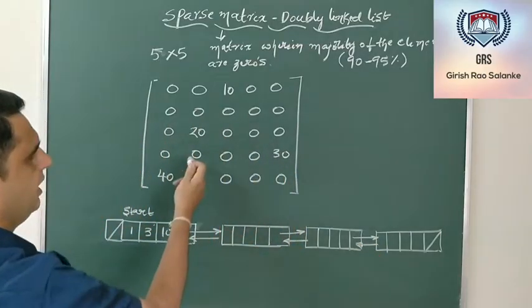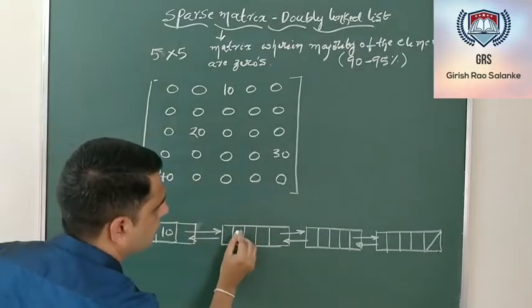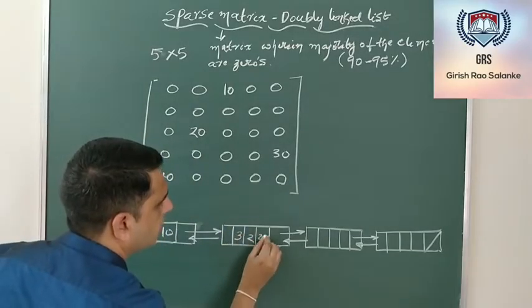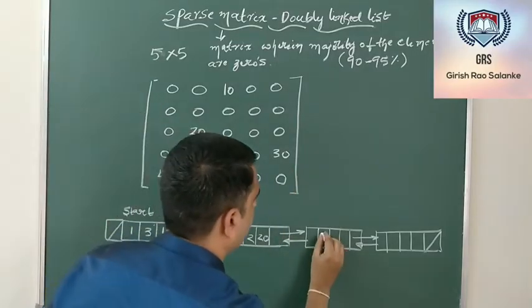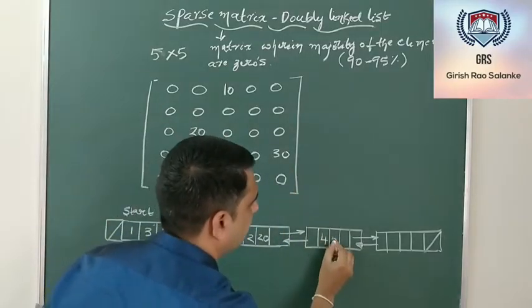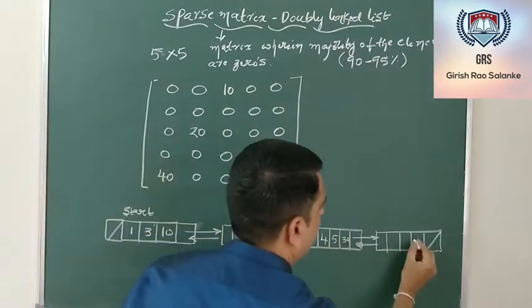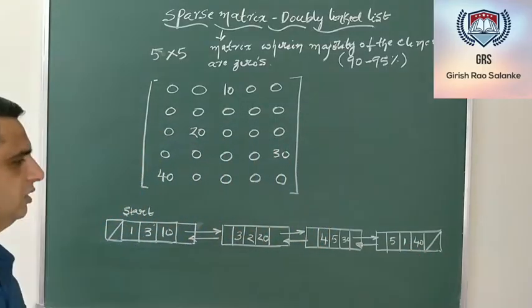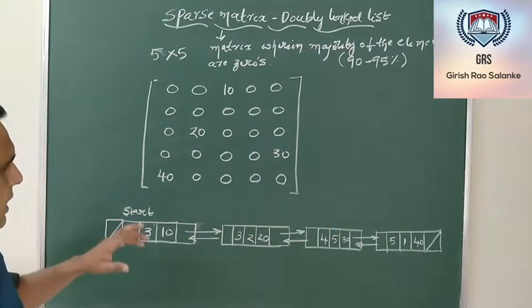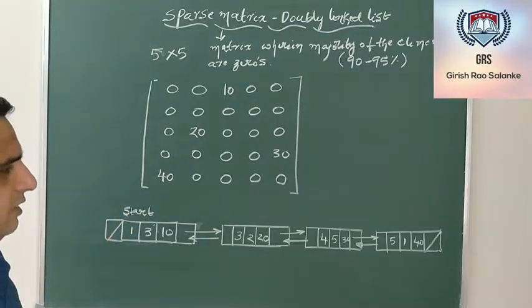Now my second non-zero element is 20, which is there in third row, second column. Third row, second column, 20 is there. Next, in the fourth row, fifth column, 30 is there. And finally there is 40, which is there in fifth row and first column. So this is how I can come up with a doubly linked list to represent a sparse matrix.